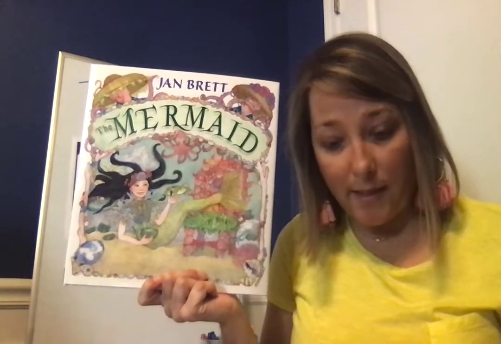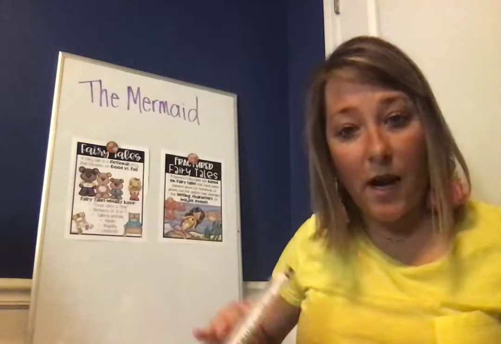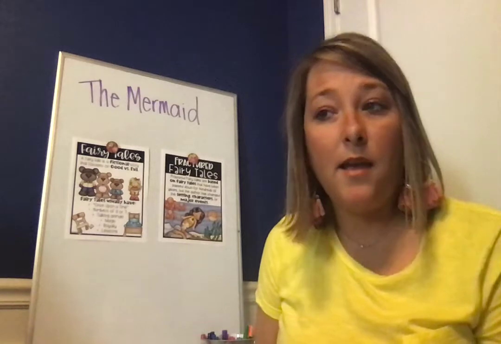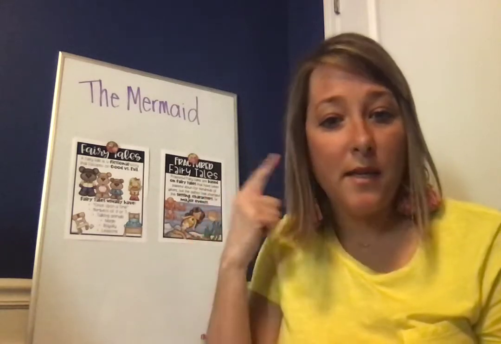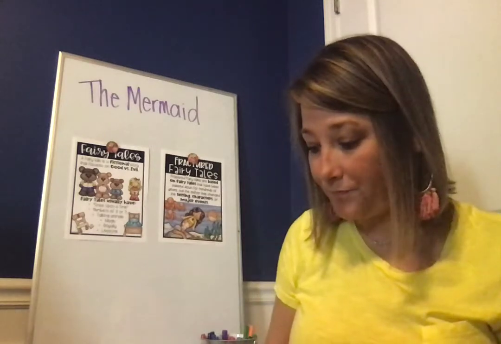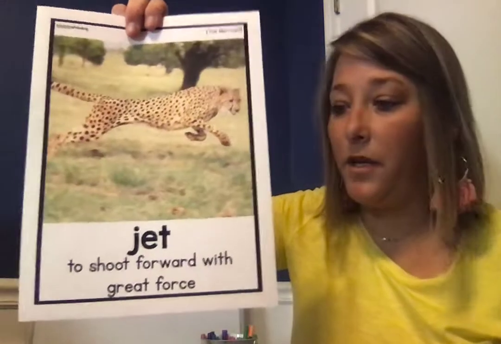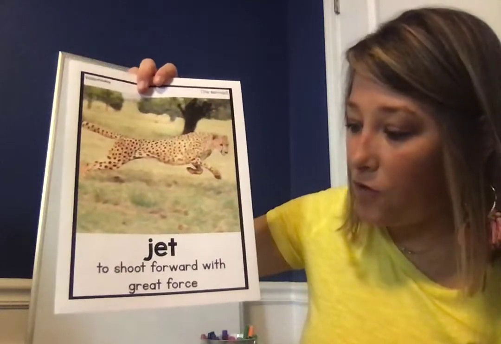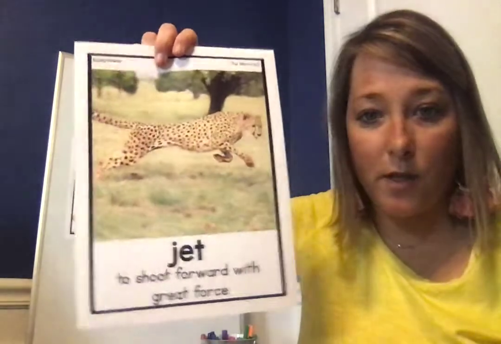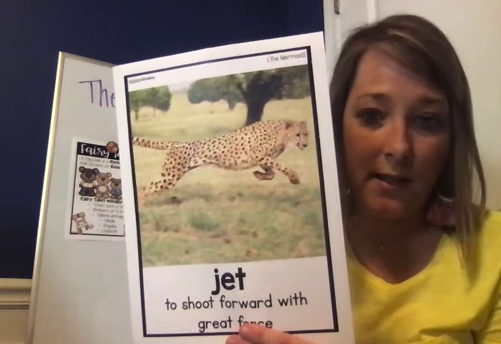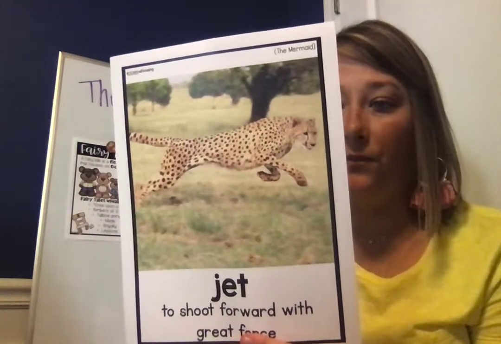Before we listen to the story, I want to go over our vocabulary words for the week. As you're listening to the story, you can just do a little thumbs up so that you are actively listening for the words. The first vocabulary word is jet. Jet is to shoot forward with great force. If you look at the picture, this cheetah is jetting across the field.